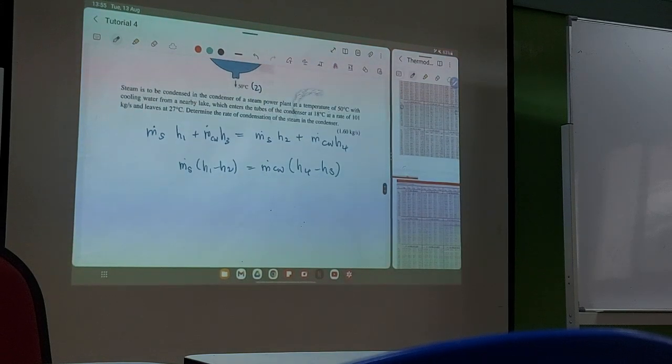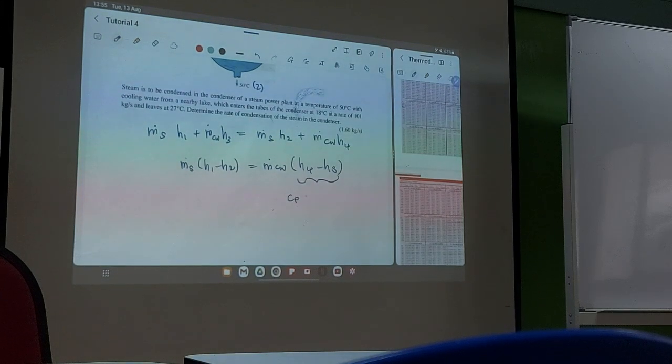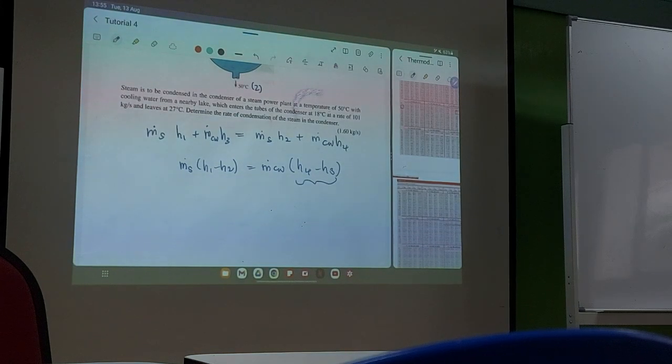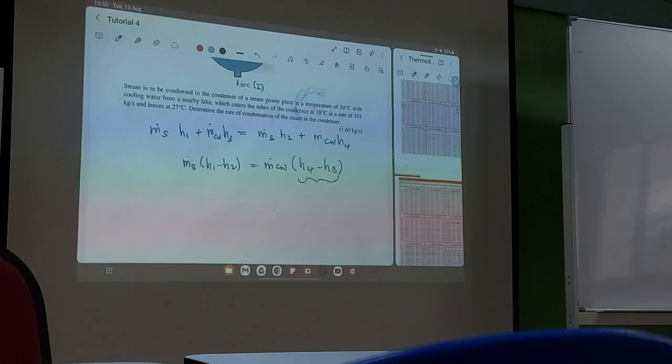But here, in my answer, for H4 minus H3, they use Cp delta T. The Cp is just 4,000 something, I think. Yeah, 4.18 for water, which is something that you learned in high school. But I usually don't agree with this method because like I said, don't confuse yourself, water doesn't use Cp delta T. So in this case, since it's just cooling water, how do you find the answer?